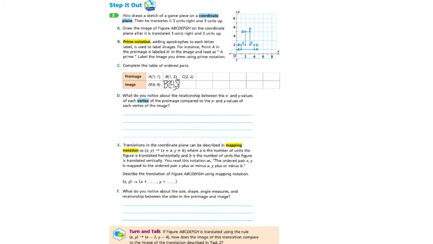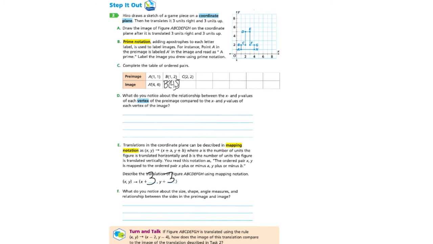So now they want you to describe the translation of this figure that you drew in mapping notation. So fill in those blanks there. X plus, if you go to the right, then it's a plus. How many spaces did you go to the right? So that would be 3. And then Y in this case, plus 3 also, because you went up 3.